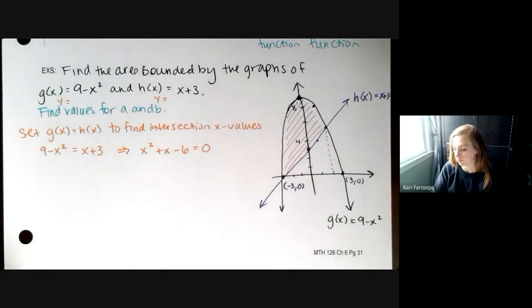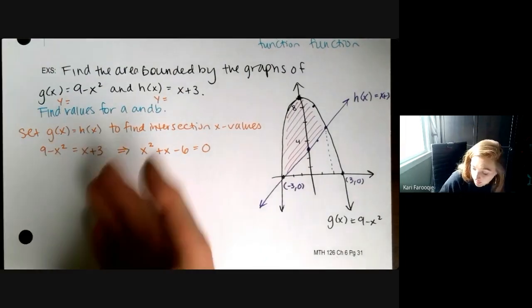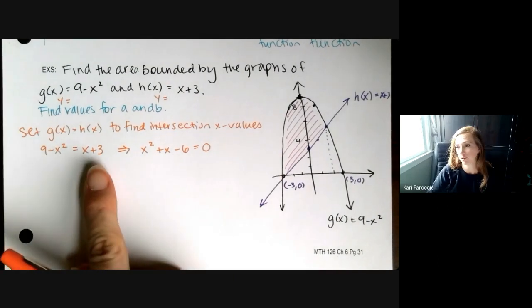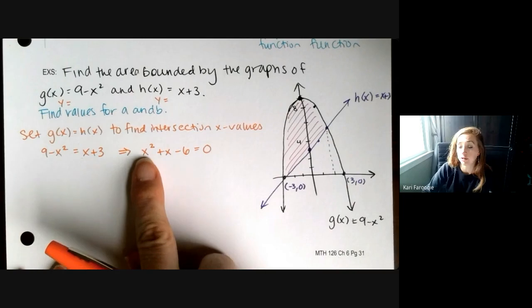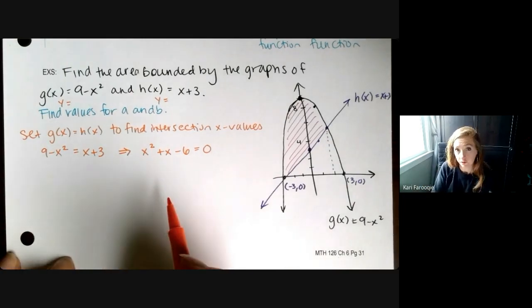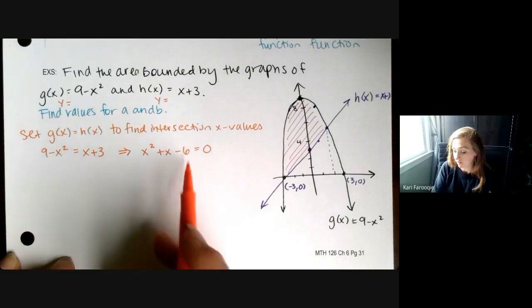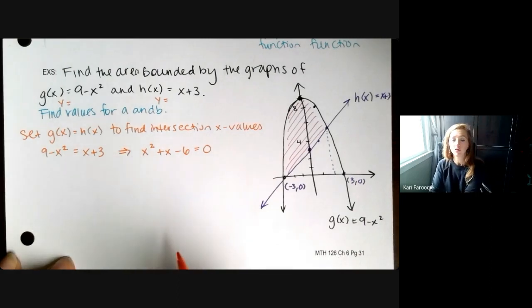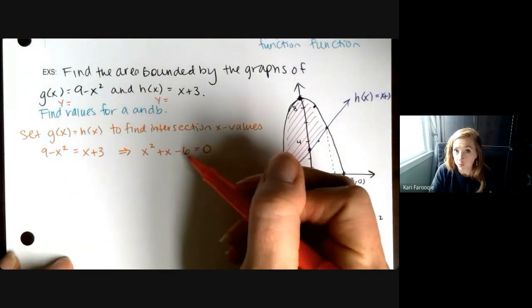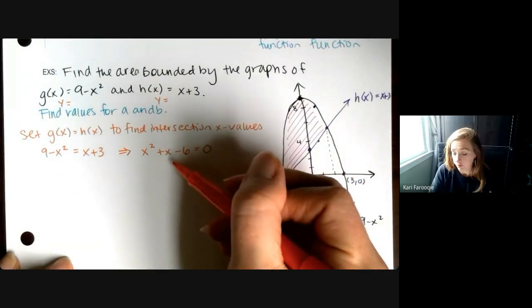Now, I just decided I wanted all my terms on the left. That's a personal choice. You can have them on the right if you want. It does not matter. But the reason I did subtract x and subtract 3 is just because I like for the lead coefficient to be positive if I can help it. Now all I have to do is factor this and solve. It's easier to factor if the lead coefficient is 1. So I'm looking for two numbers that multiply to -6 and add to +1.